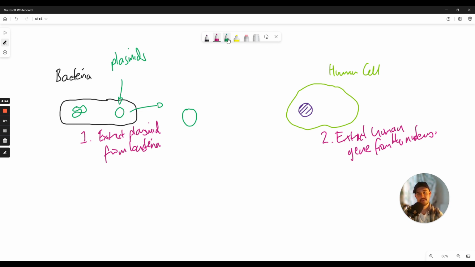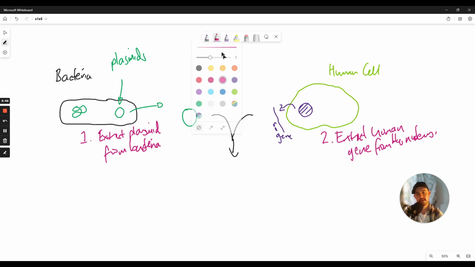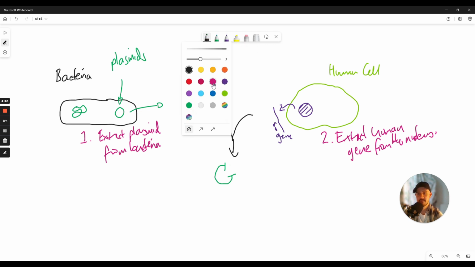Okay, so I'm going to draw myself a little chromosome, which we're going to take out of the nucleus, and then we're going to have ourselves a little gene, which is just this section here. Okay, so that is the gene. So we've got the gene here, and we've got our plasmid here, our first 2 steps. Now, what happens next is that we are going to put these 2 things together. So the first thing we're going to do is we are going to cut open our plasmid using enzymes. So our plasmid is going to get chopped up here, and we're going to cut the ends of this with enzymes.